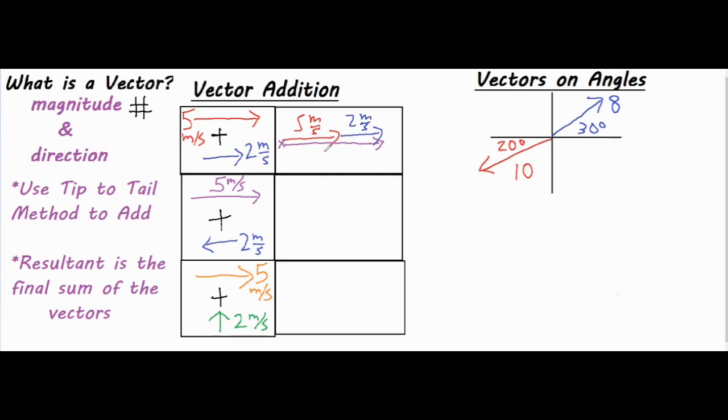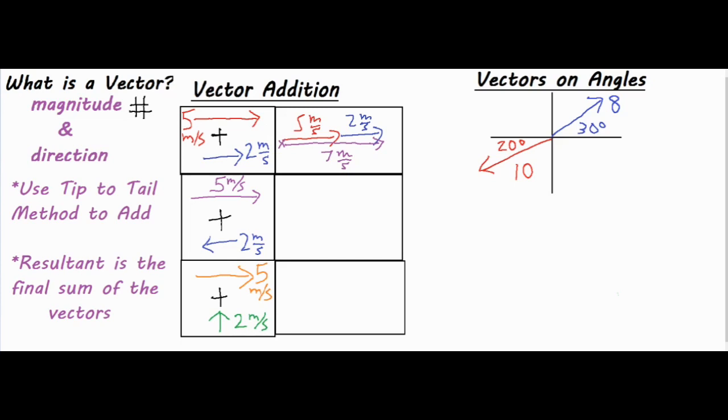So that's just 5 plus 2. So it would be 7 meters per second. Okay, so you would say that is the resultant. And if you're talking about, say, for example, velocities, you could say that's the resultant velocity or final velocity, overall velocity, something along those lines.